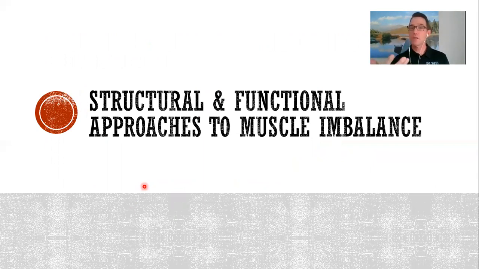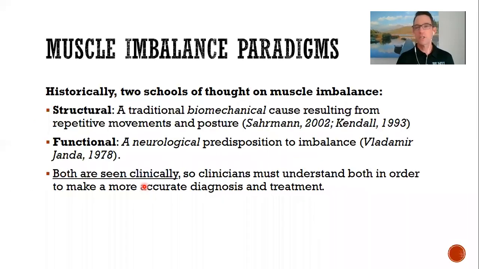So we're continuing on with the idea that muscles, when they're not acting correctly in force couples, are imbalanced. And so there are structural and functional reasons for this. And these aren't at odds with each other, structural and functional. In fact, what we're going to learn is both of these types of dysfunction are seen clinically, but throughout history, two schools of thought on muscle imbalances have existed.